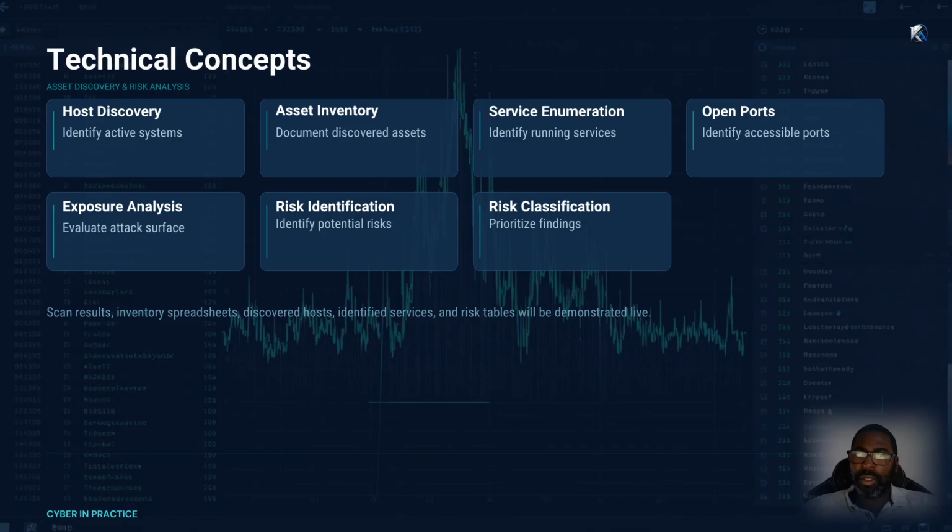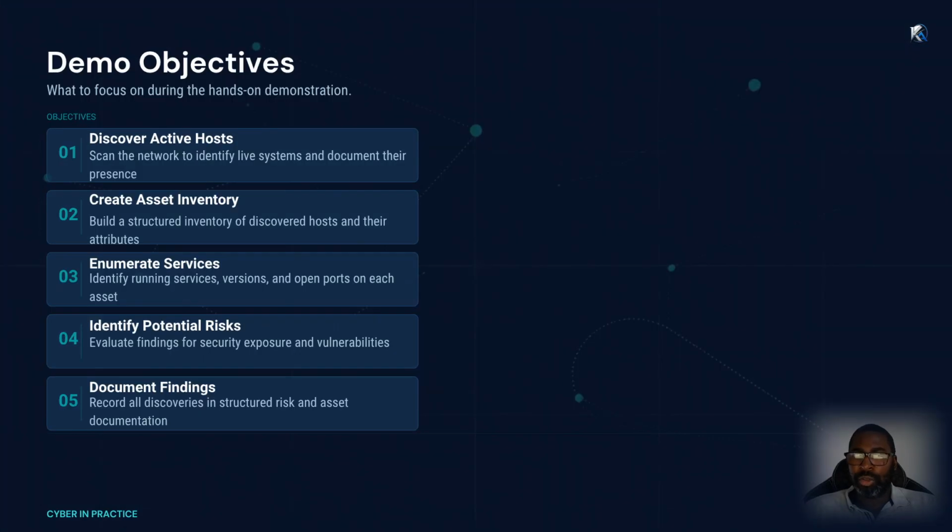The demonstration focuses on several key concepts: host discovery, asset inventory, service enumeration, open ports, exposure analysis, and risk identification. Together, these activities help security teams understand what systems exist, what services are exposed, and where potential risks may be present. Our objectives are straightforward. We'll discover active hosts, create an inventory, enumerate services and open ports, identify potential risks, and document our findings. These steps mirror the core activities commonly performed during security assessments and risk management efforts.